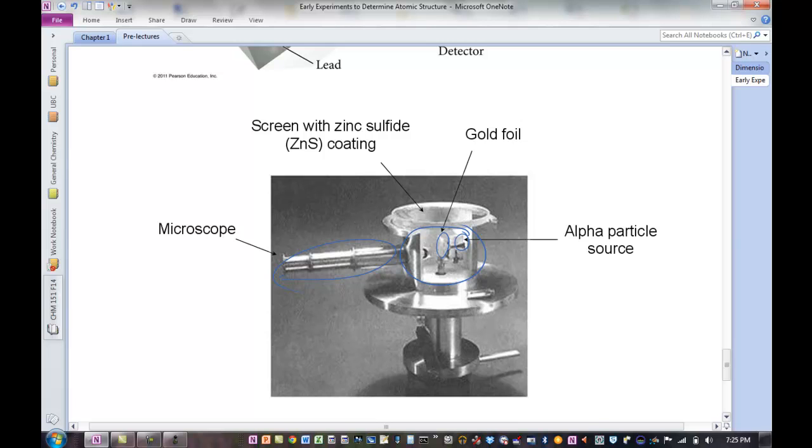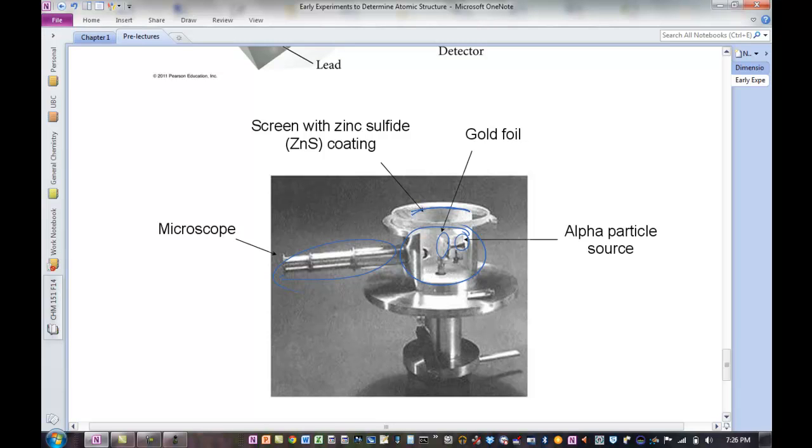His doctoral student was named Geiger, and I bet you've heard that name because Hans Geiger ended up inventing the Geiger counter. Remember, they're working with radioactive substances, so the Geiger counter counts the number of radioactive particles coming off of a radioactive source. Pretty cool shot of his experimental setup. Notice that the screen is coated with zinc sulfide. That's a phosphorescent material, so when it got hit by an alpha particle, it would light up.